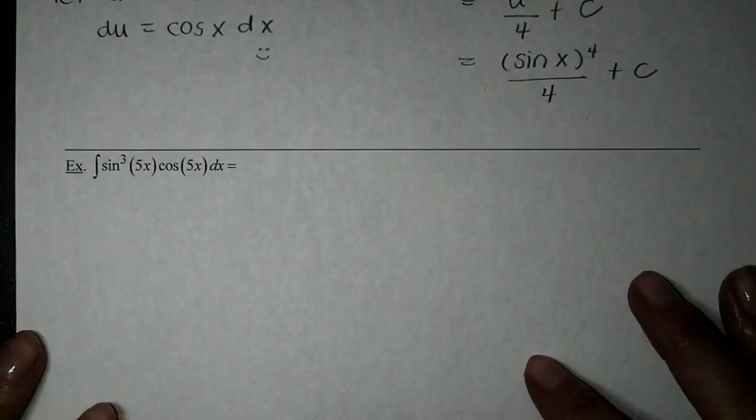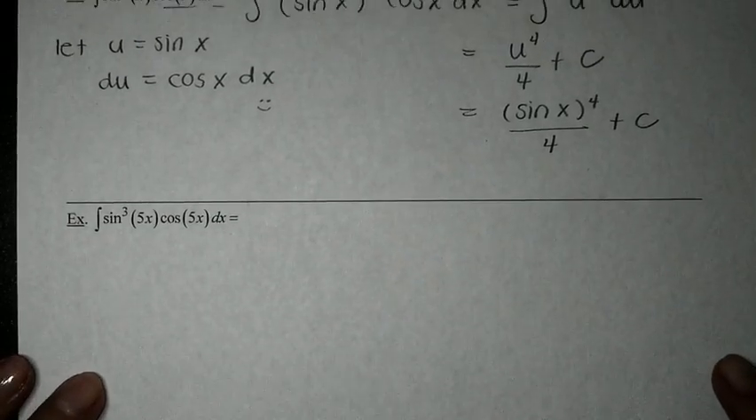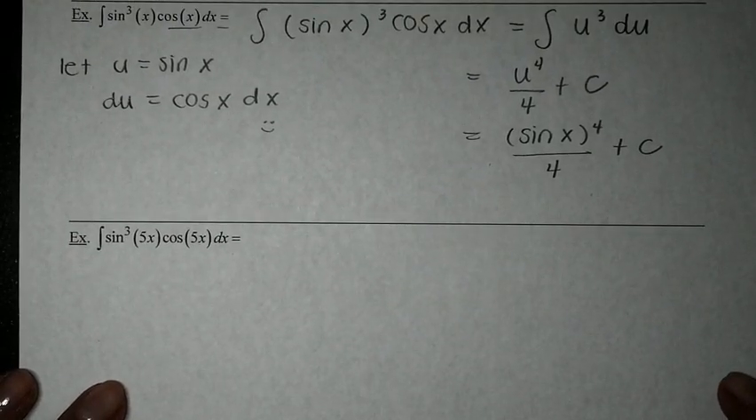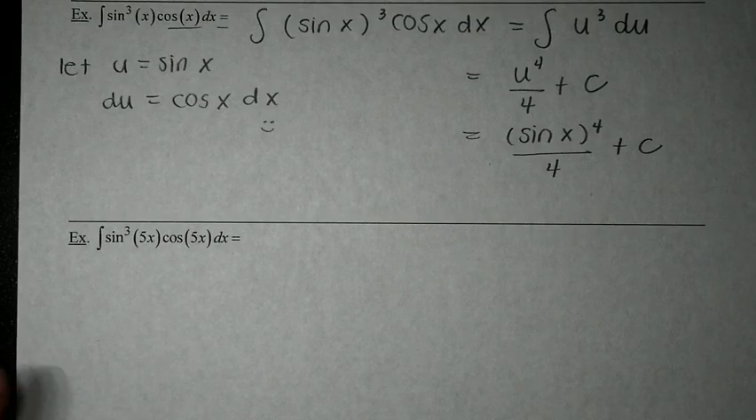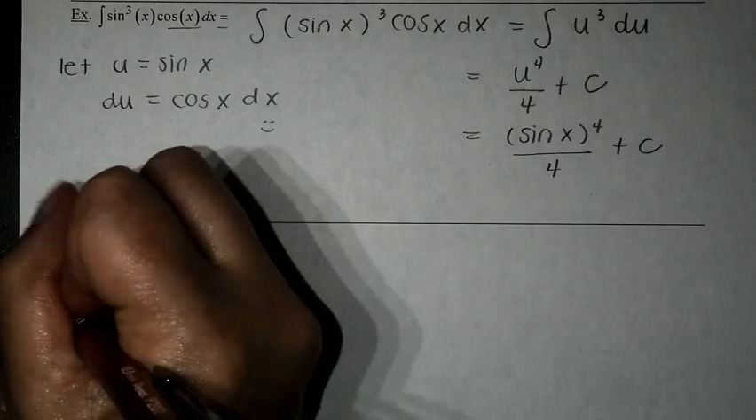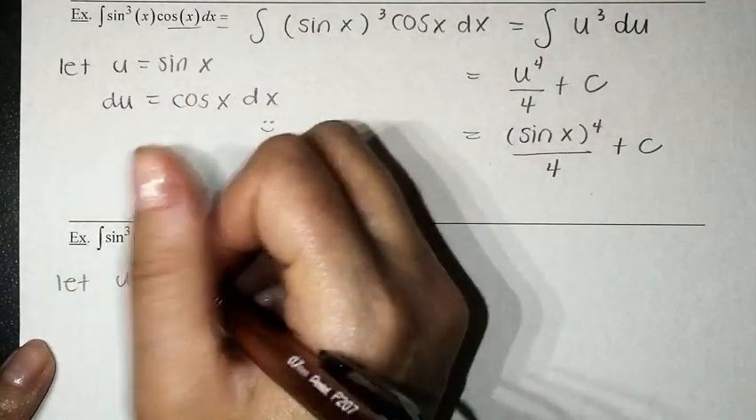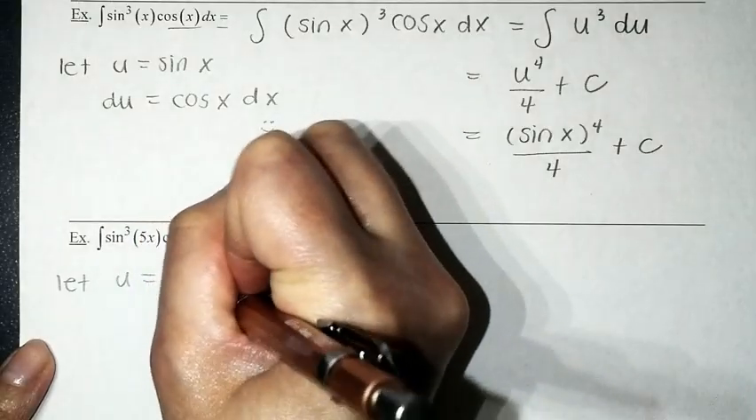Now you're going to tell me, well, what happens if it gets a little bit more complicated like this? True. It's similar. I'm going to put it strategically there. It's similar, but it's not exactly the same. This one has a bigger complication: you have the 5x. So what I'm going to do here is also let my u be the sine of 5x.